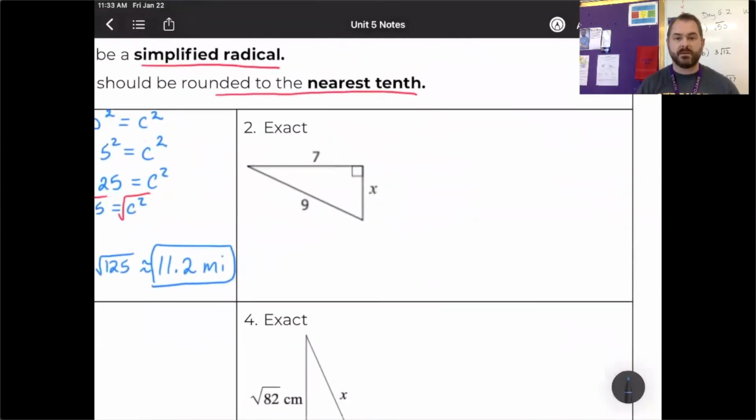Okay, so we're going to try another one where we're doing an exact answer. Okay, same setup. We have a right triangle. We want to use the Pythagorean theorem, so we're going to write that out. It's a squared plus b squared equals c squared.